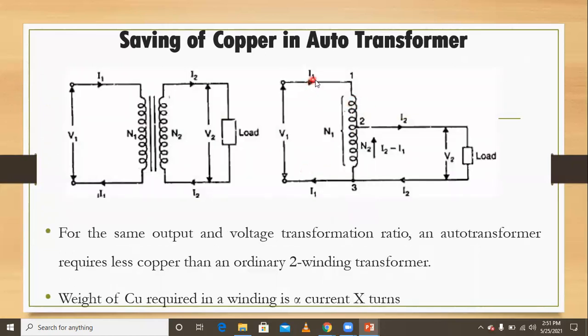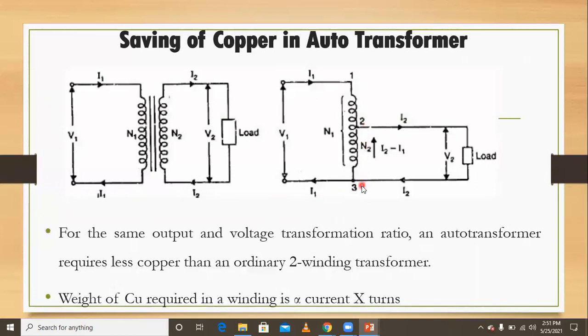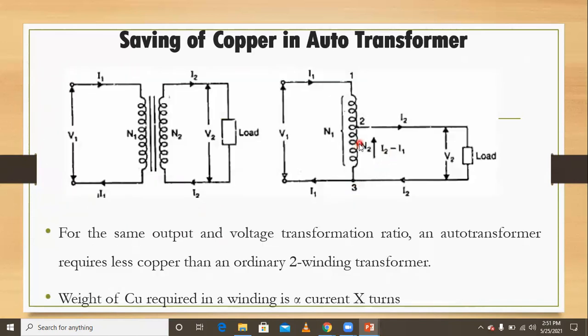Here, what is the current I1? So what is the number of turns here? N1 minus N2. So the weight of the copper required in sections 1 and 2 is I1 into N1 minus N2. The weight of the copper required in terminals 2 and 3 is nothing but N2 into I2 minus I1. Here the number of turns is N2.